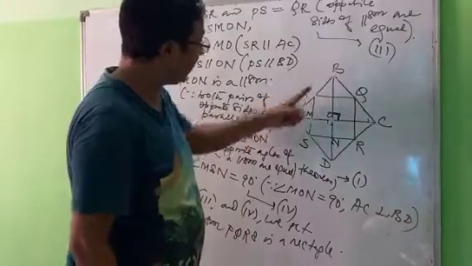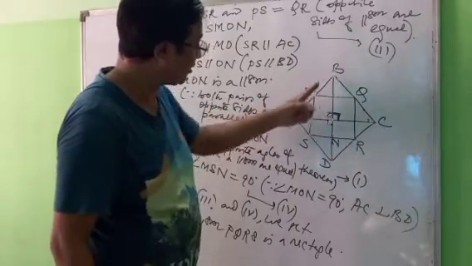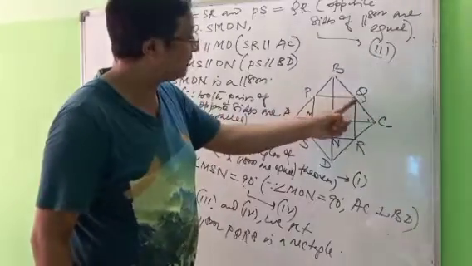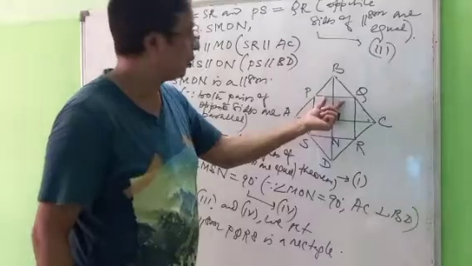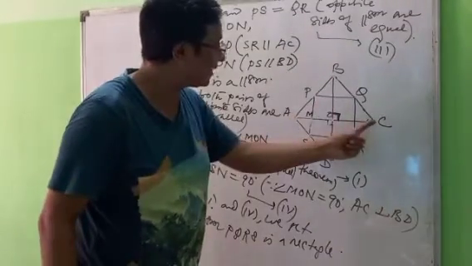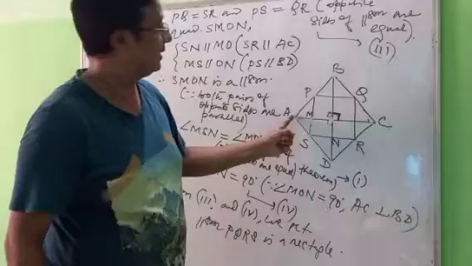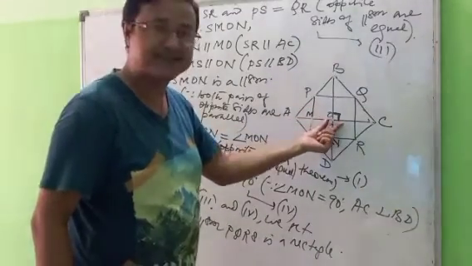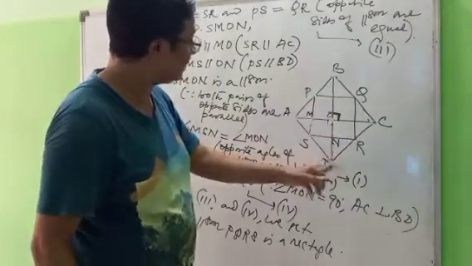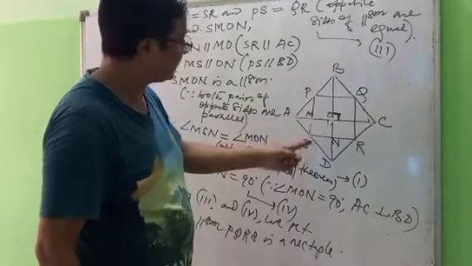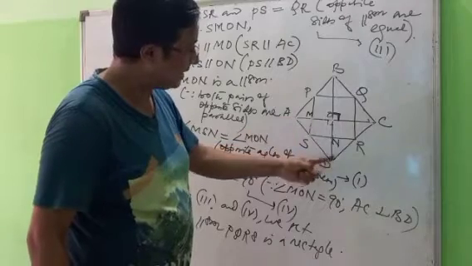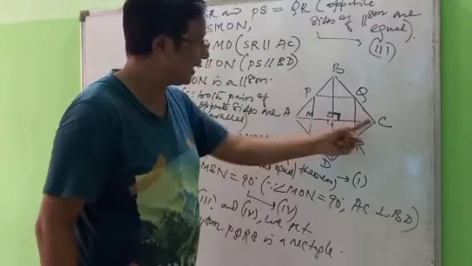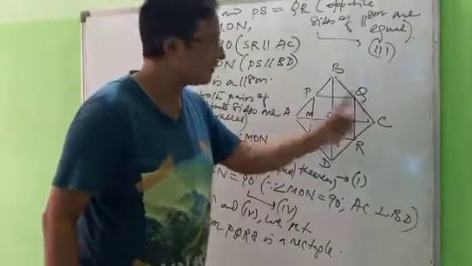So in the triangle ABC, P is the midpoint of AB, Q is the midpoint of BC. So by joining these midpoints, you got the line segment PQ. So PQ is parallel to the third side, that is AC. So PQ is parallel to AC, and PQ is half of AC. Similarly, in the triangle DAC, you have got S is the midpoint of the side AD, R is the midpoint of the side CD. Therefore, SR is parallel to AC, and SR is half of AC.